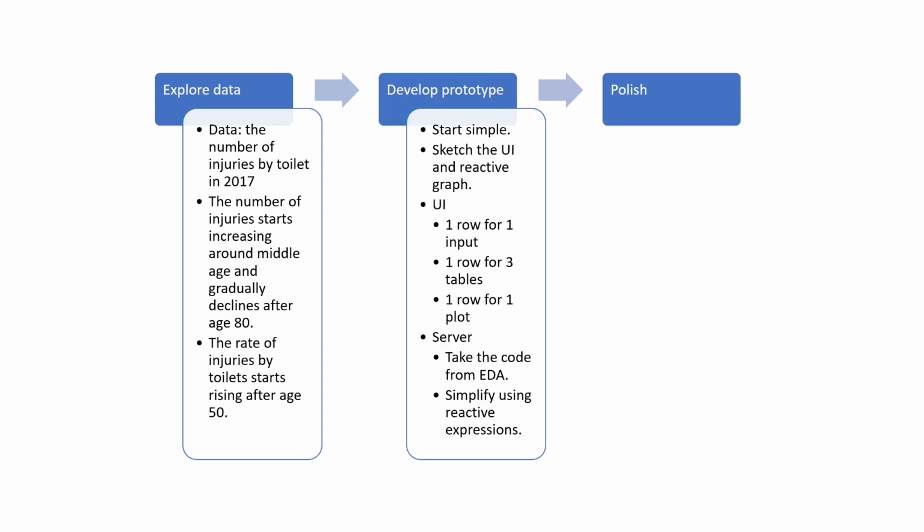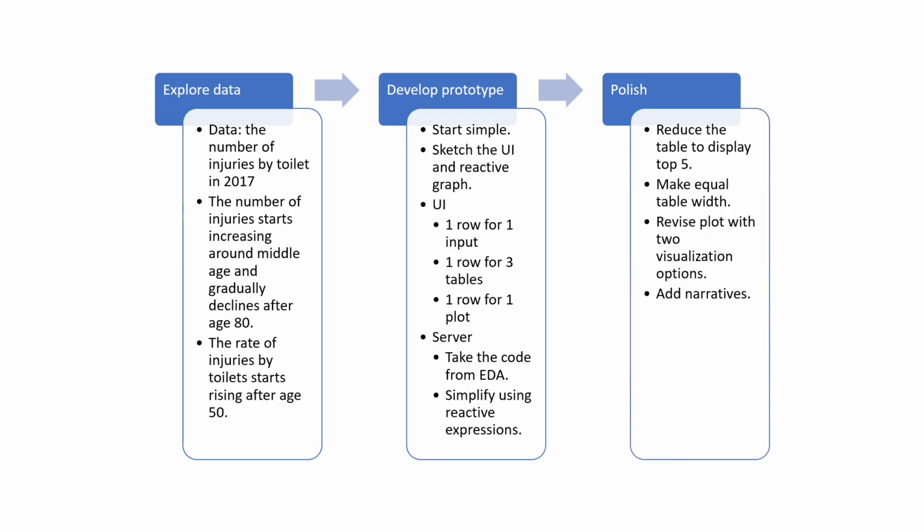Again, as I said before, we're going to take the code from the EDA step, the data exploration step, and then simplify it using reactive expressions. And then again, we're going to polish the app. So in this particular case study, we're going to standardize tables. In the prototype, we have tables with different lengths. Some tables have more rows than others. So we're going to reduce all three of them to the top five rows, and also we're going to make all three tables equal width.